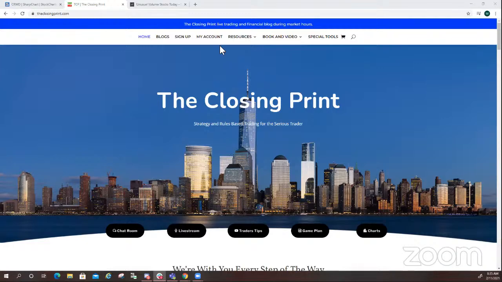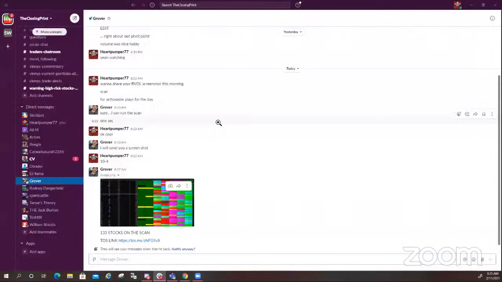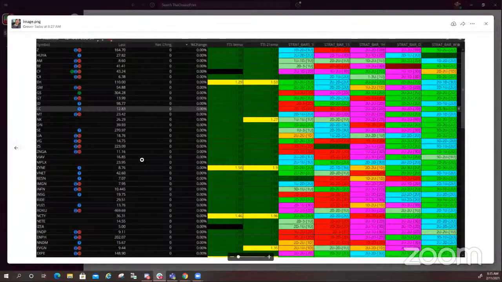All right, so I'm going to show you Grover's scan on Thinkorswim that he was so nice to run for us this morning. These are the stocks that had high relative volume yesterday that might be in play today. Obviously this is a large list, so you would probably want to narrow it down. You can flip through these charts pre-market within 10 or 15 minutes and see if any of those fit your trading criteria for the day.